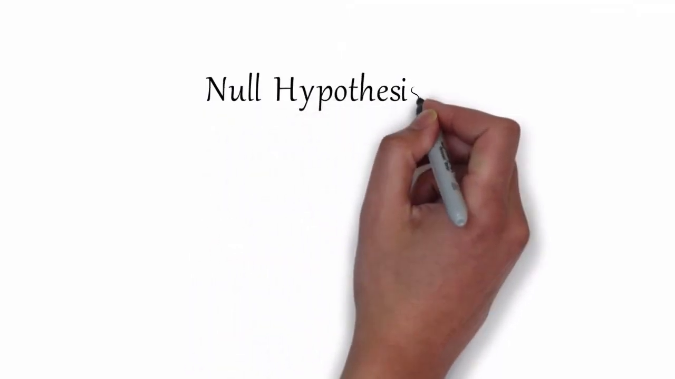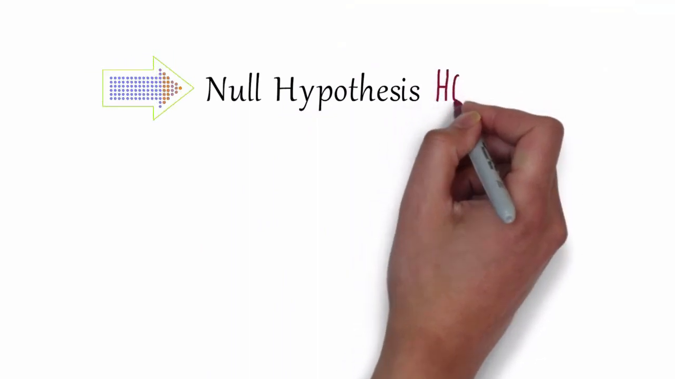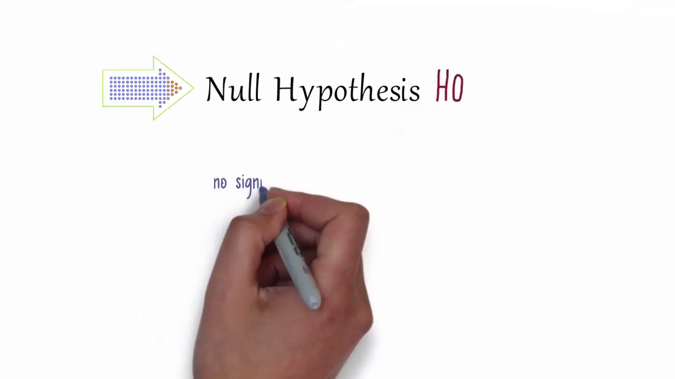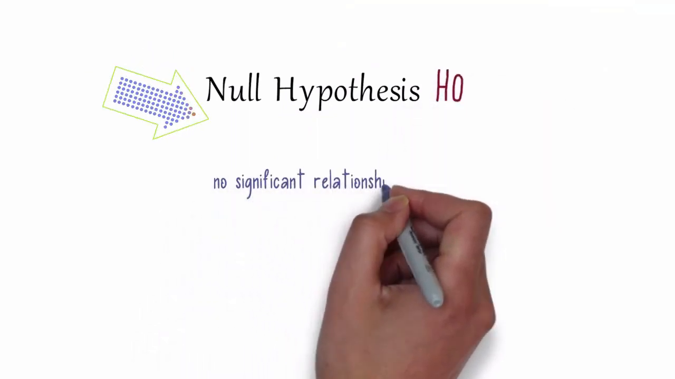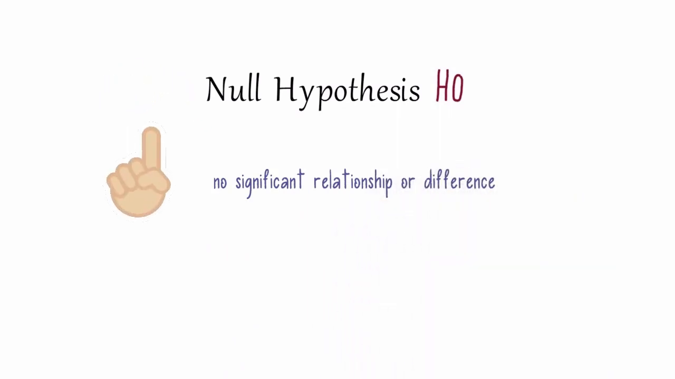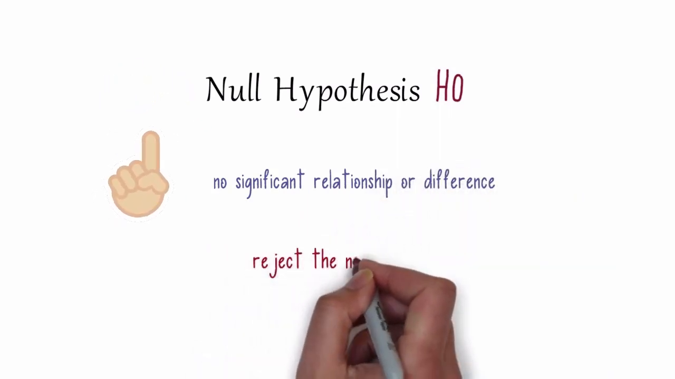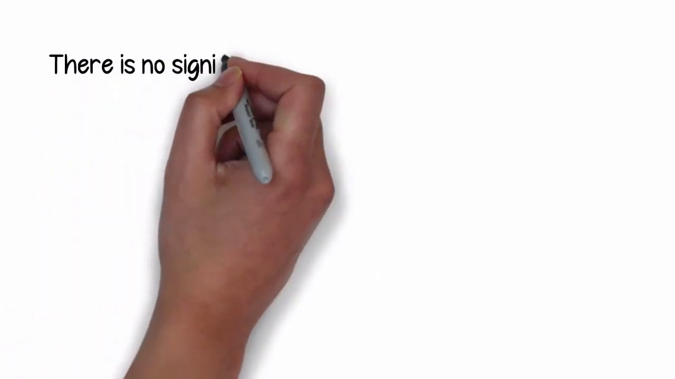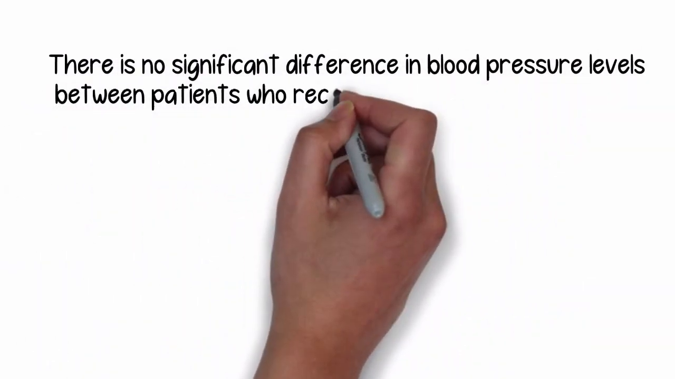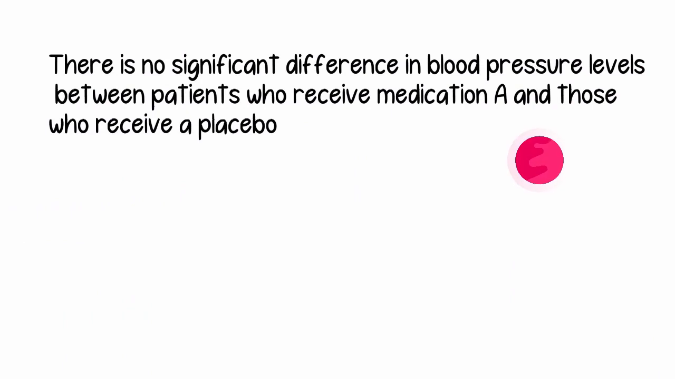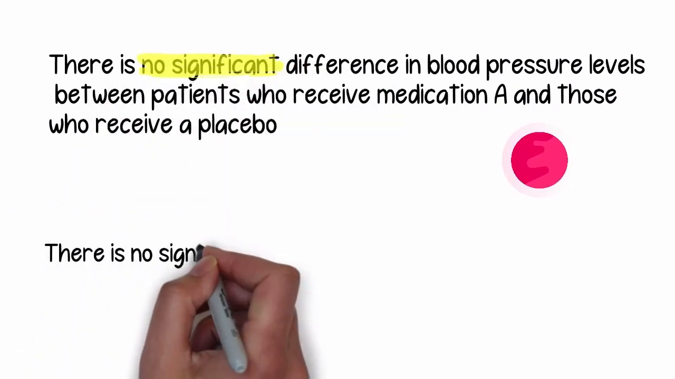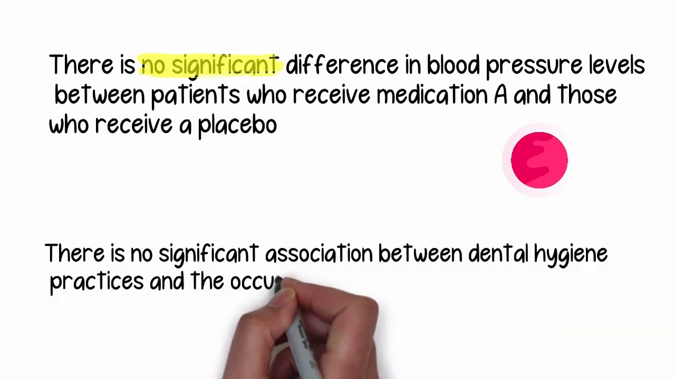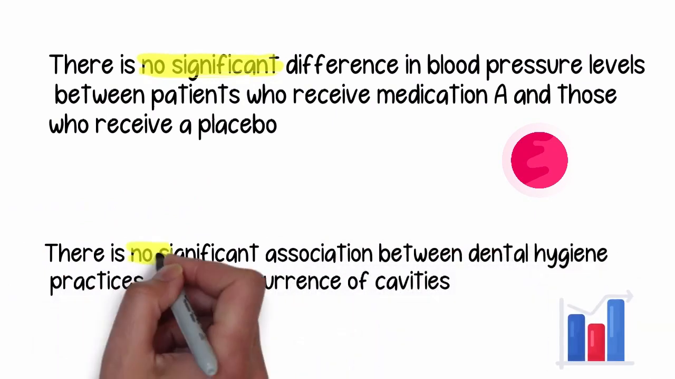Null hypothesis. This hypothesis states that there is no significant relationship or difference between variables. It assumes that any observed differences are due to chance or random variation. Researchers aim to reject the null hypothesis to support an alternative hypothesis. Check this example. There is no significant difference in blood pressure levels between patients who receive medication A and those who receive a placebo. There is no significant association between dental hygiene practices and the occurrence of cavities.